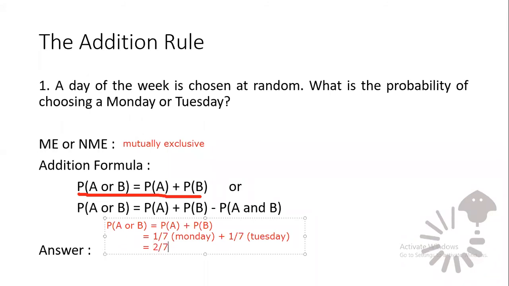Pagsasamahin natin yung chances nila. 1/7 plus 1/7 is 2/7. Or in decimal form, 0.2857, kahit apat lang. So that is 28.57%. Meron ba kayong ibang sagot? Do you have a different answer? No. For this problem, mutually exclusive, combine the two probabilities. Next.